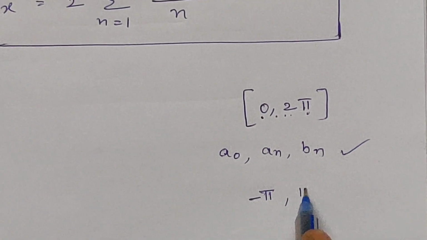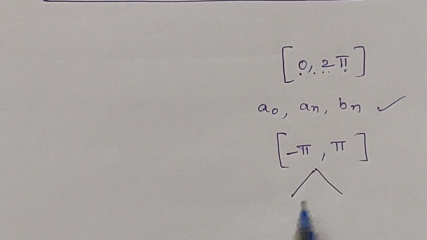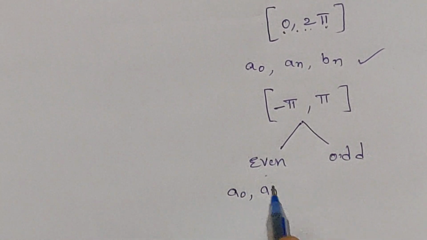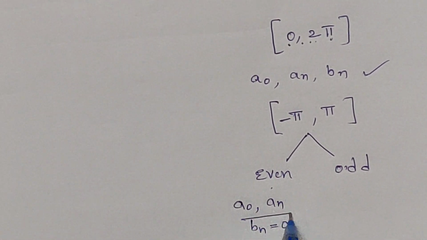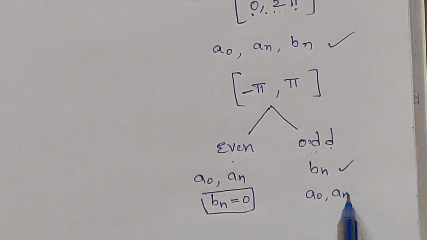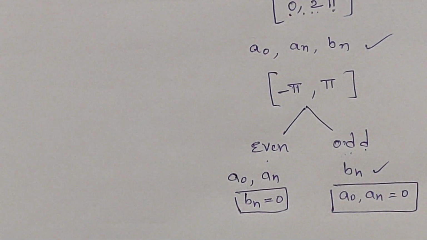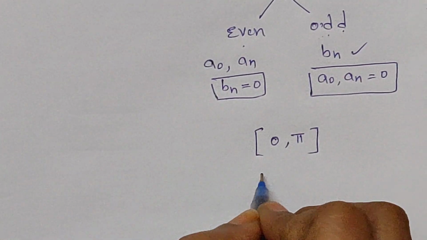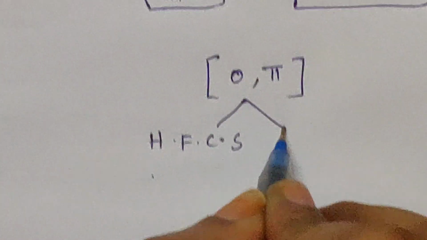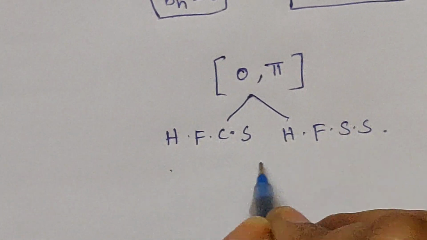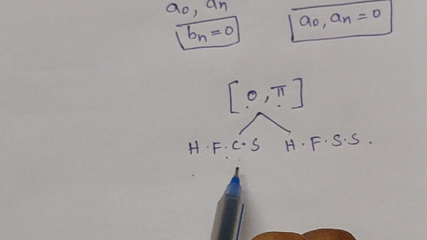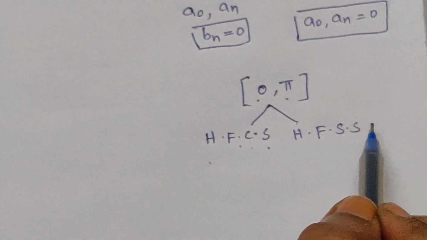If the interval is minus pi, pi, check whether the given function is even or odd. If the function is even, we have to determine only a0 and an Fourier coefficients and bn is automatically 0. If the function is odd, we will get only the bn Fourier coefficient; a0 and an become zero. If the interval is 0, pi, definitely they ask only half range Fourier cosine series or half range Fourier sine series. Sometimes they ask both. In this problem, they ask both.